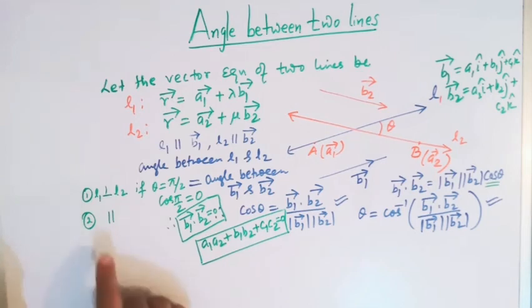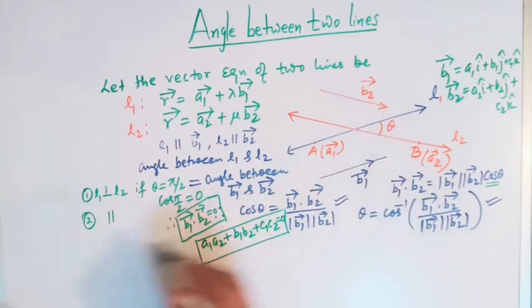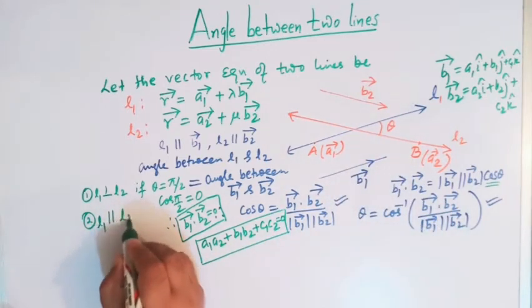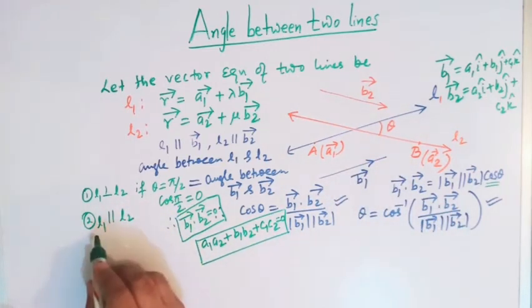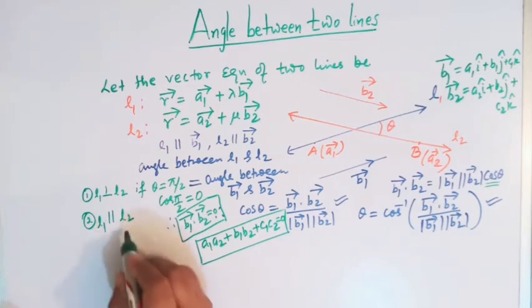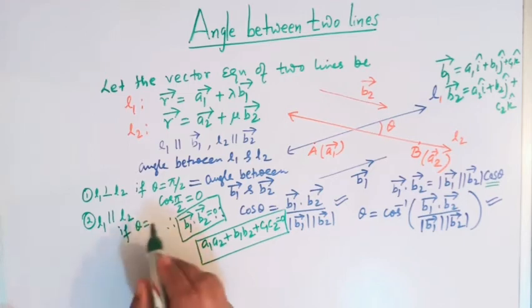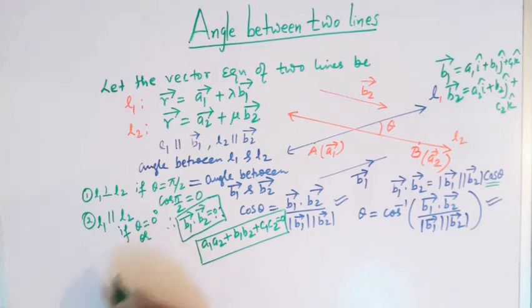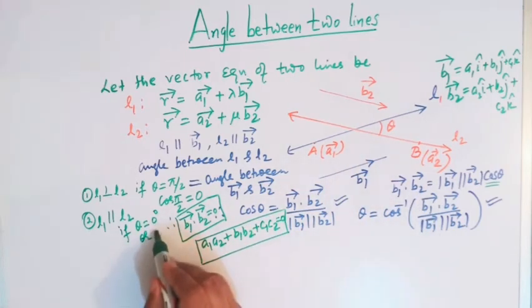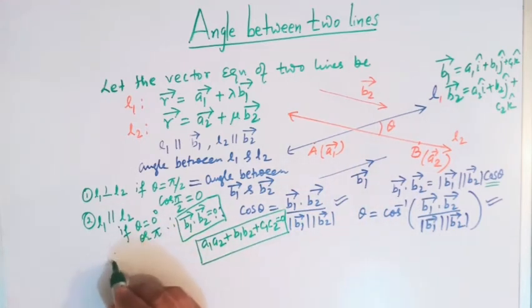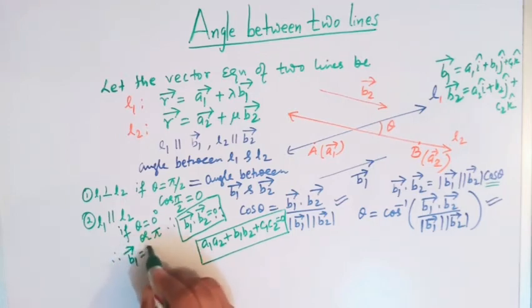Now let us consider the second case when the two lines L1 and L2 are parallel. So if L1 and L2 are parallel, then theta is either 0 degree or it is pi. So we can say that the vector b1 is lambda times of vector b2, right?